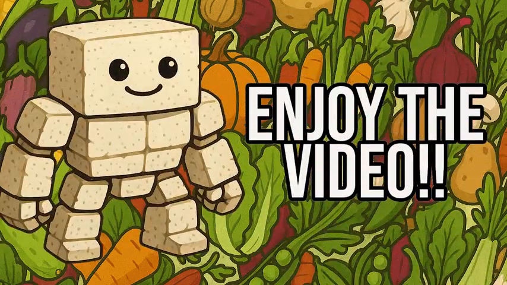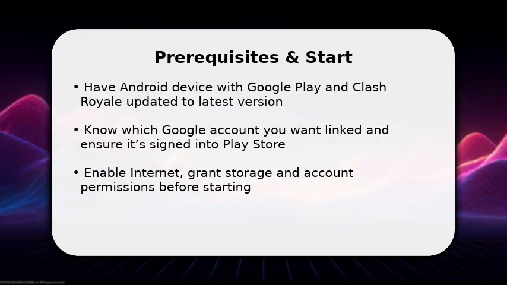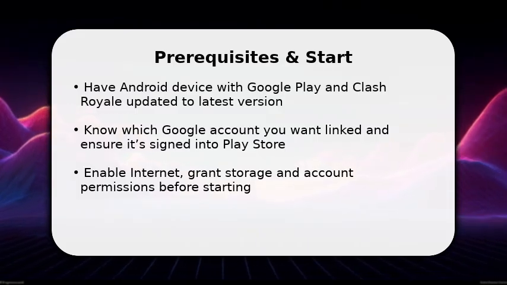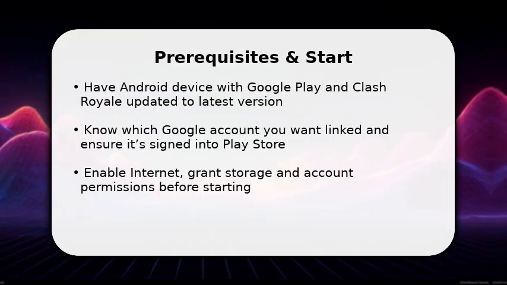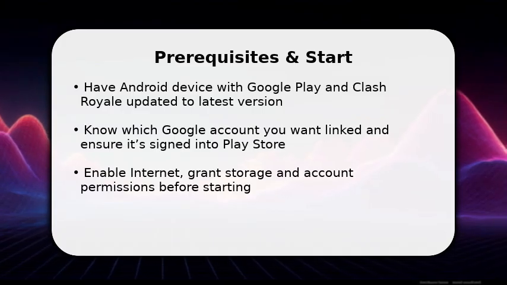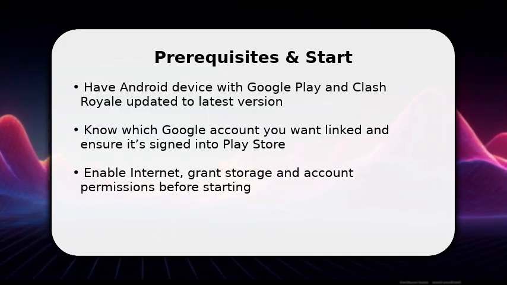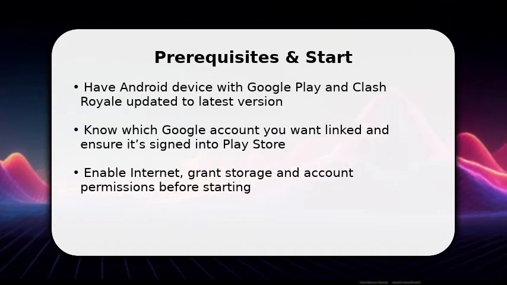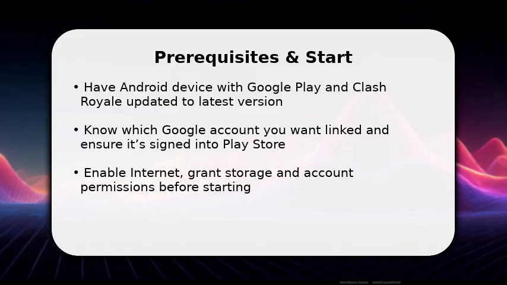Please enjoy the video. You'll start by confirming prerequisites: updated Clash Royale, Google account signed into Play Store, and permissions granted. Open Clash Royale and tap the gear icon to access settings. Once in settings, locate the Supercell ID panel near the top. That's the door to linking. Tap the button labeled Connect or Log into Supercell ID to begin.